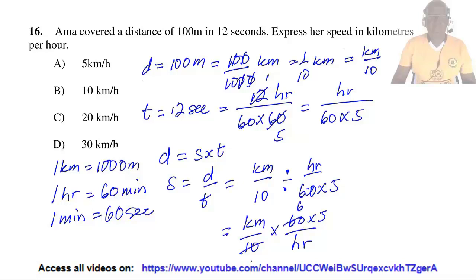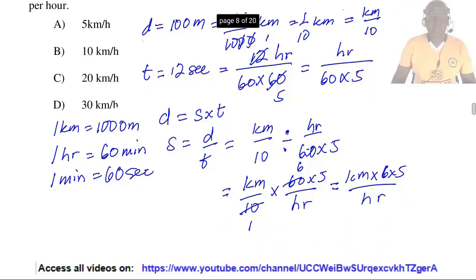Take note that we changed the division sign to multiplication sign, so we have to reverse the fraction over here to this. So we shall get kilometer, then 6 times 5 all divided by hour, which is the same as 30 kilometers per hour, or divided by hour. So the answer is D.